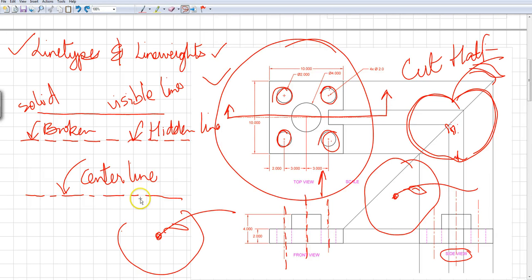Now I'm going to again clean up some space.